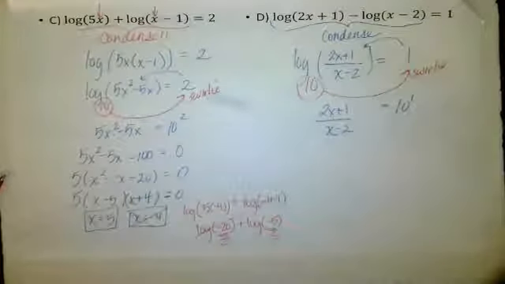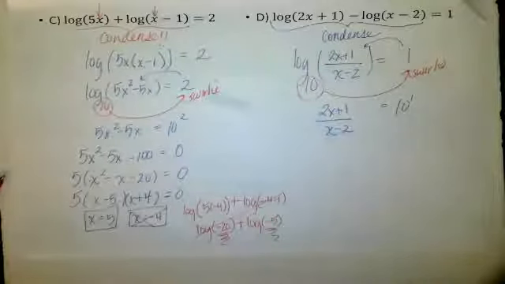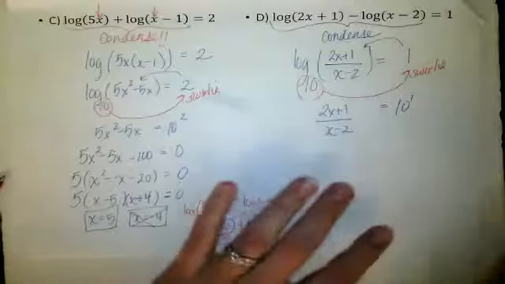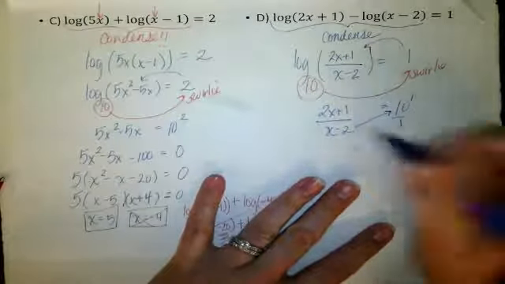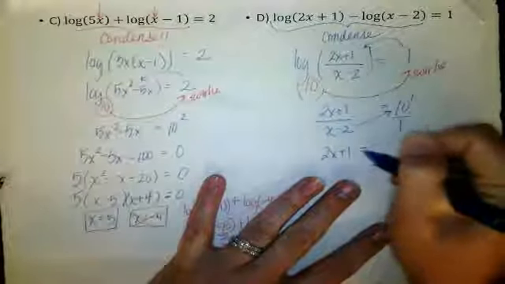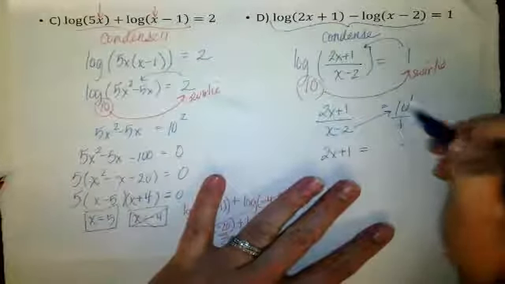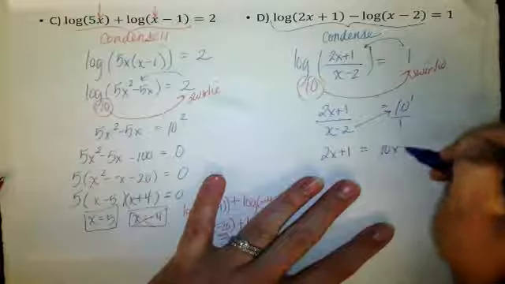And how do you solve that? You multiply both sides by x minus 2. Multiply by x minus 2. Yeah, you can think about cross multiply if you want. 2x plus 1 equals 10x minus 20.